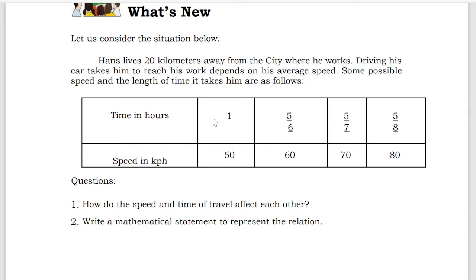In time in hours, then this is the speed. In 1 hour, the car runs 50 kilometers per hour. Then we have here 5 over 6, which is 60 kilometers per hour. Then 5 over 7 is 70 kilometers per hour, and 5 over 8 is 80 kilometers per hour.